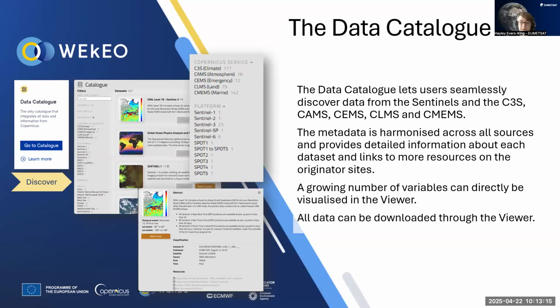Attached to this is also our data catalog. This allows you to search for different data based on different filters and parameters, such as the type of satellite, the type of service, if you already know where it comes from, the area you're interested in, and some different thematic topics. The metadata behind this is harmonized across all the different sources. So whether it's coming from us at EUMETSAT, ESA, or from one of the services, you can find the same sort of information about each product. And crucially, it links you back to the detailed information you might need about these different products.